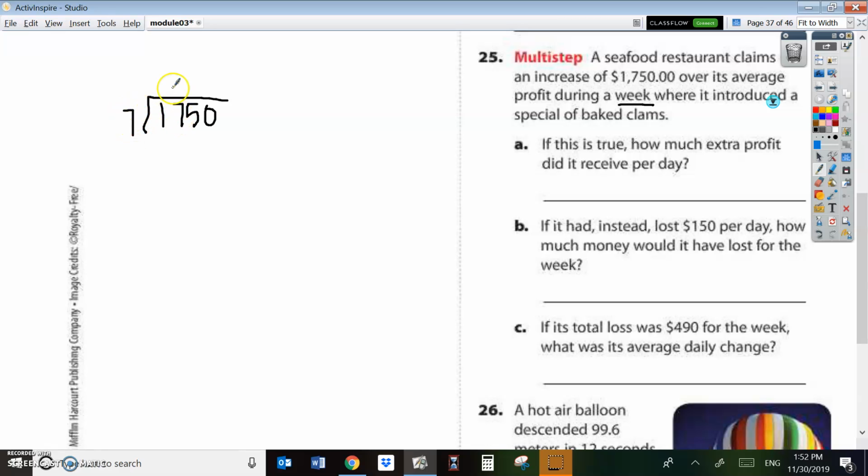How many 7s in 17? 2, 14, 3, 5, 7. Nope, not 7. 5, 35, 0. Bring down a 0. Put up a 0. So $250 per day. $250. That's pretty good. If it had instead lost $150 per day, how much money would it have lost for the week?